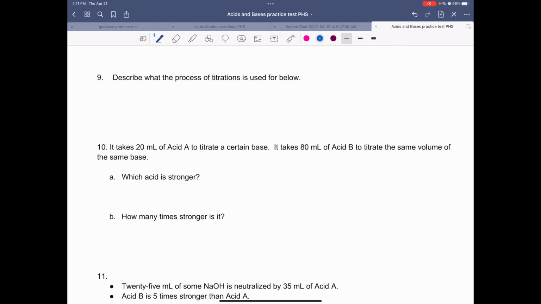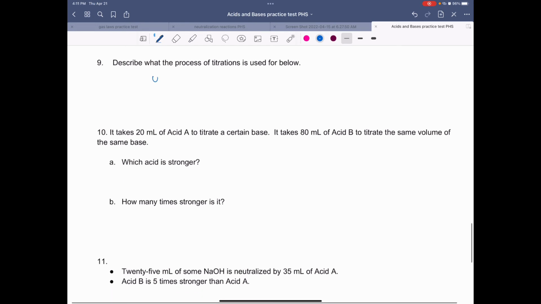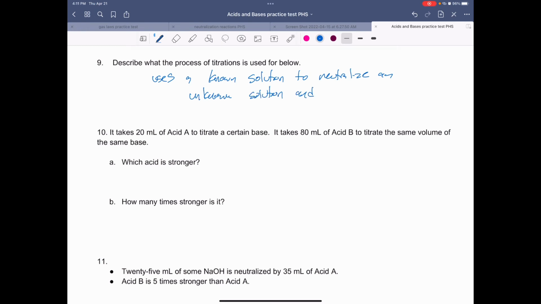Describe what the process of titrations is used for. It uses a known solution to neutralize an unknown solution and uses an indicator to show when the pH is 7.